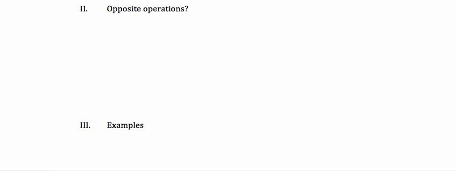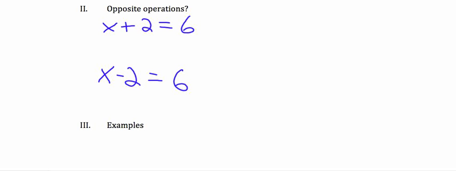Okay. Now the key is, what should you do to both sides? Well, the key is you want to be doing the opposite operation. So I'm going to go with 4 different examples here. All of them are going to use an x, a 2, and a 6.